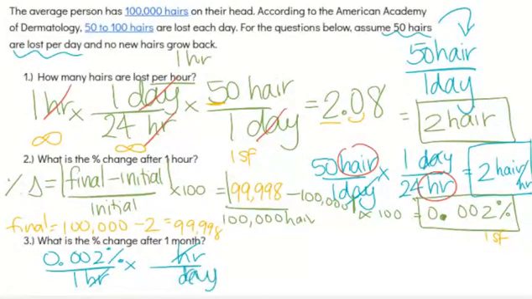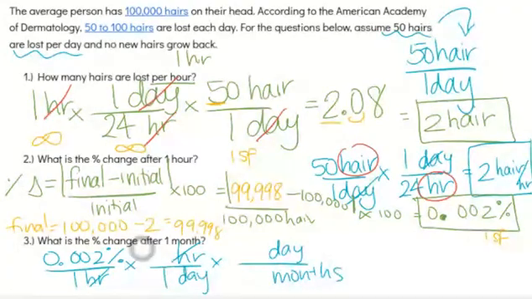I want to get to days, because if I can get to days, then that can get me to months. And then I fill out the numbers. I say 1 day has 24 hours, and then 1 month will go with 30 days. And if I look at my units, hours canceled out with hours, days canceled out with days, and I'm left with percentage per month.